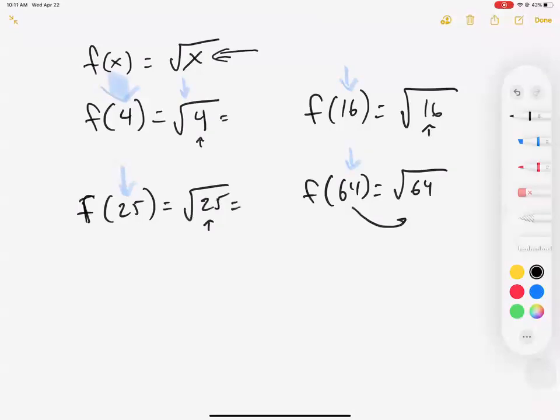For a lot of this stuff, it's pretty easy now. The square root of 4, the square root of 64, the square root of 25, the square root of 16, we talked about before. It's just 2, 8, 5, and 4.